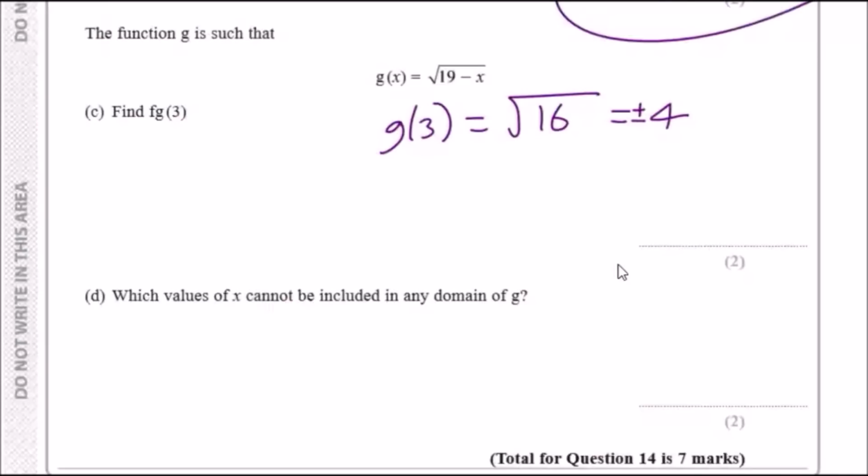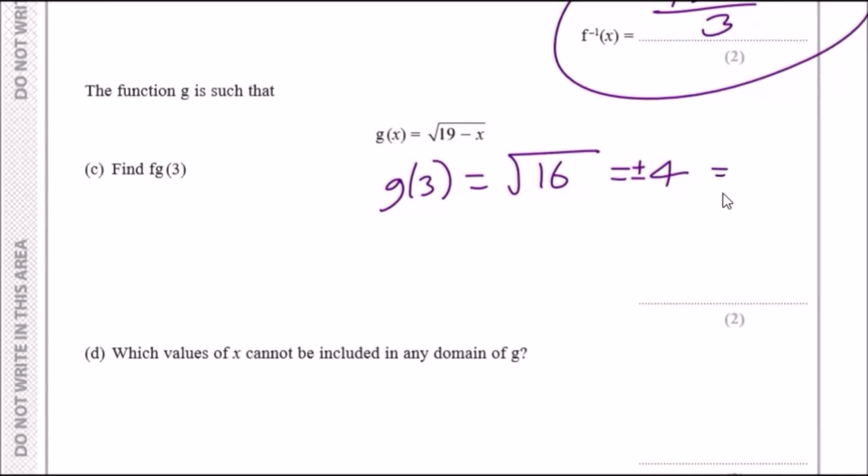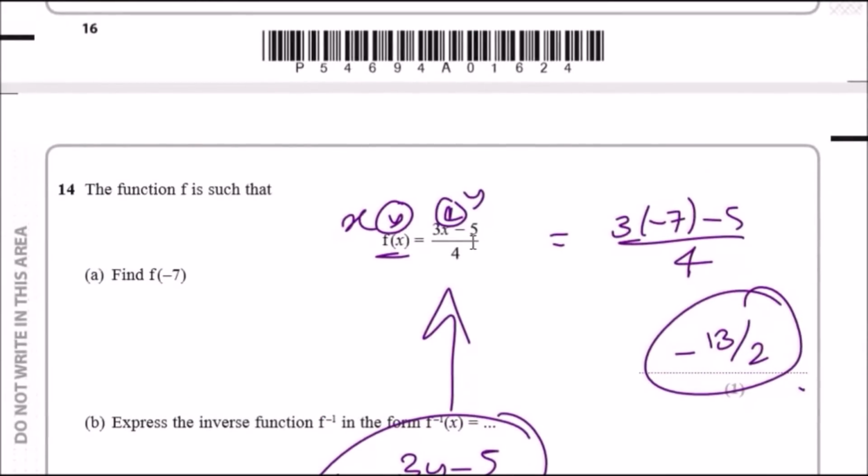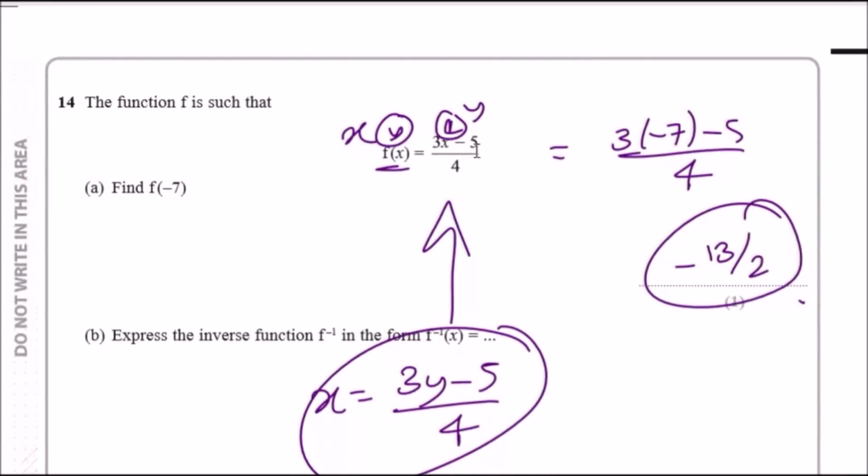Okay, it says find the value, so I'm going to assume it's positive, yeah? Let's just assume it's positive because they don't really say anything. And then g3 is 4, then all you do is plug in the value 4 into the f function. So go back to f, replace x in 3x minus 5 with 4. So it'll be 3 times 4 minus 5.